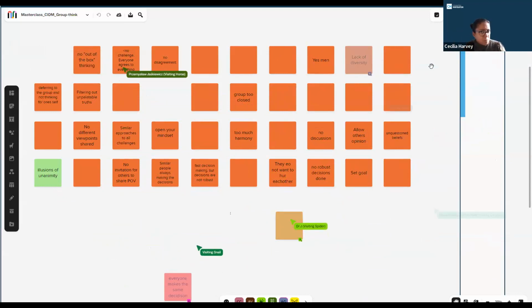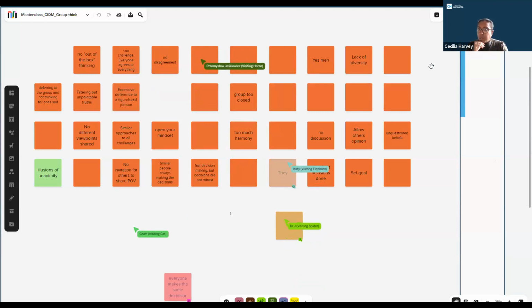What are they? Are they different? Too much harmony, I think we know. The group is too closed. Absolutely. So these are all absolutely valid suggestions as to what are the symptoms of group thinking.